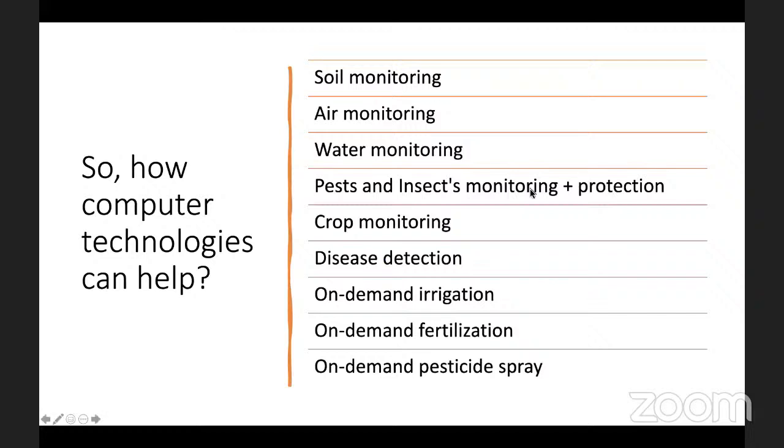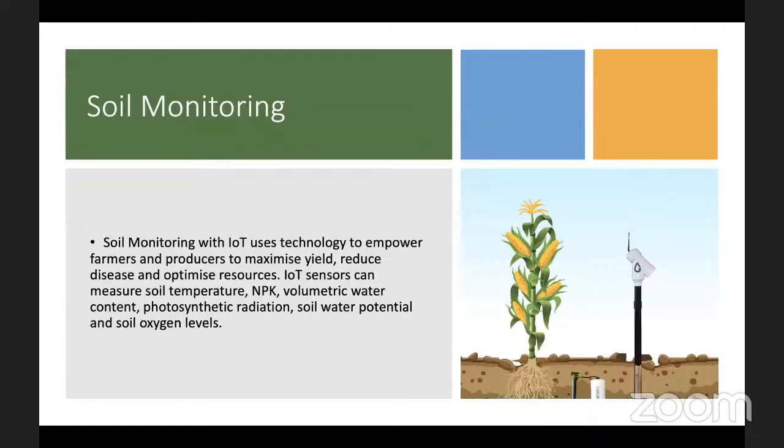I'm just giving an example; you can think of more beyond this. We can do soil monitoring, air monitoring, water monitoring, pest and insect monitoring plus protection. We can do crop monitoring, disease detection, on-demand irrigation, fertilization, and pesticide spray. All these things can be done using IoT and computer technologies within the agriculture field, right?